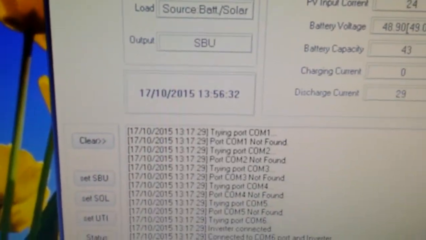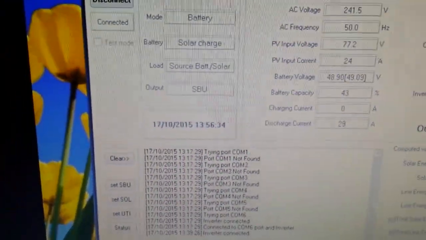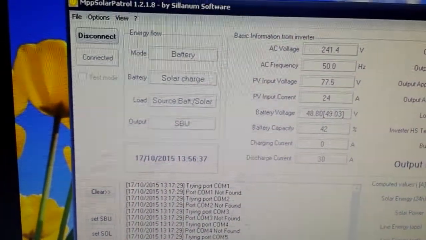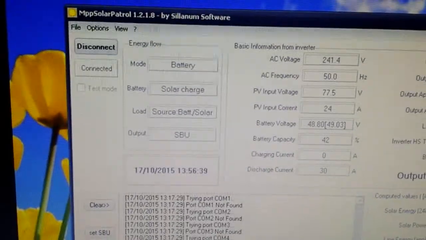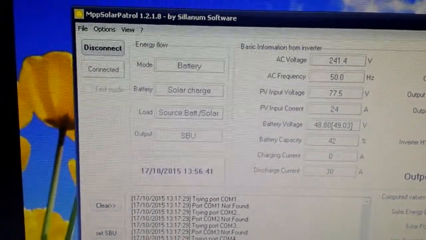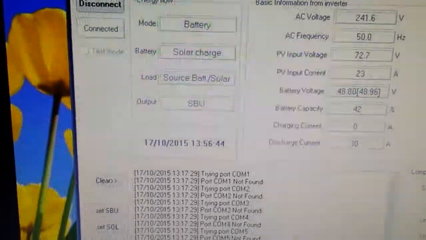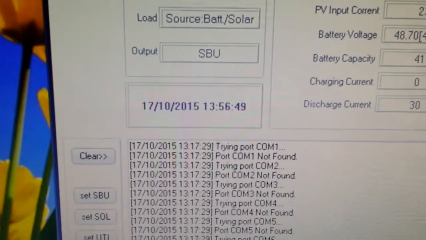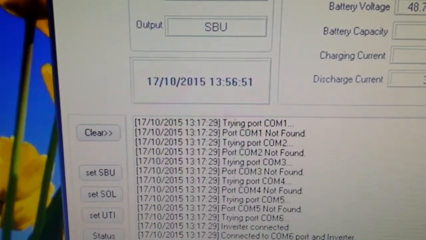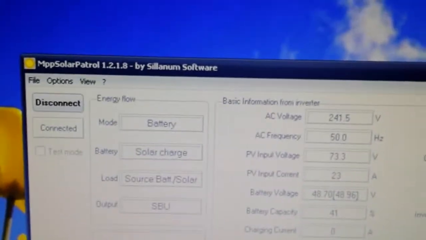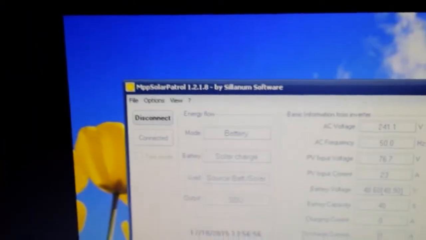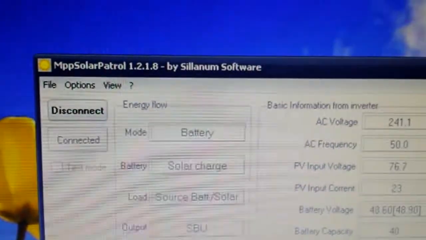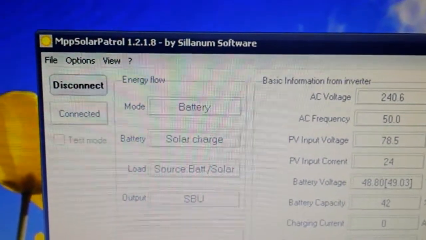Hello, hello, and we are at the 17th day of October 2015. Today the solar noon was at 13:45 Central European time, so just about 10 minutes ago we hit solar noon. I'm trying out this new nifty program. It's called MPP Solar Patrol.